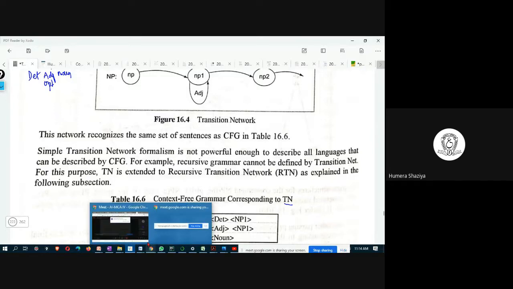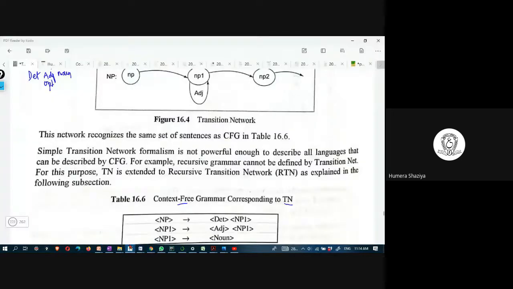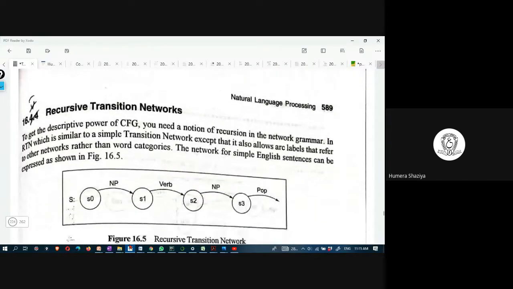NP1 would have adjectives and it stays in NP1 as long as it receives adjectives. Once it gets a noun, it comes out of NP1 and goes to NP2. That is the simple transition network (STN).